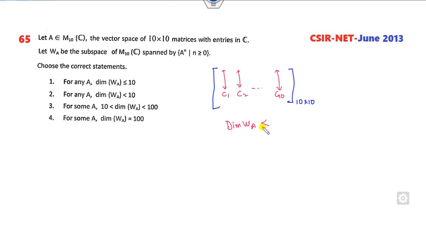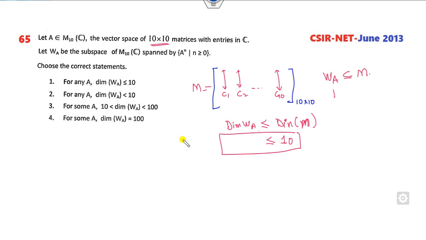So clearly it will be less than or equal to the dimension of, if I call this matrix M, of this M. Why? Because WA is a subspace of the matrix M. What is the dimension of this? It is 10 cross n. So a maximum of 10 linearly independent vectors will be here, so it will be less than or equal to 10. So the first is the right answer.